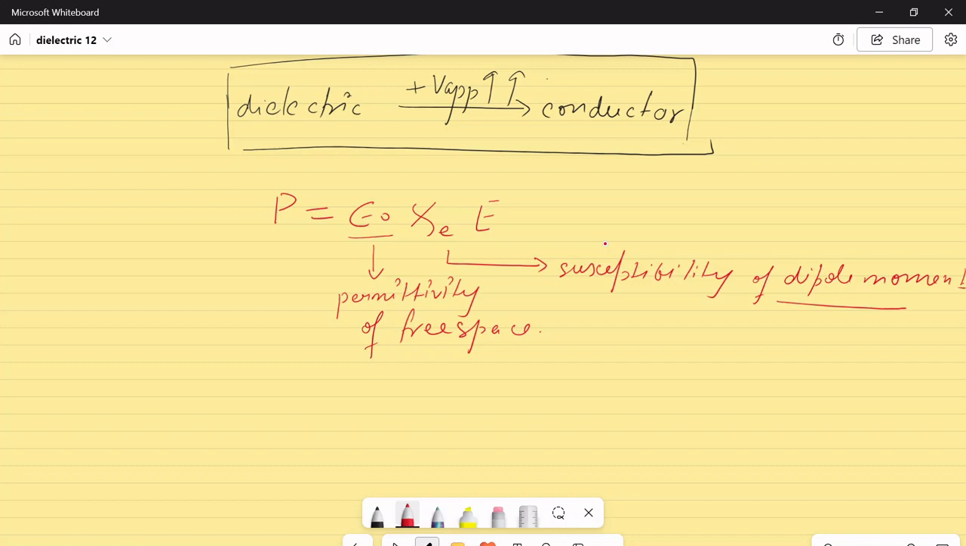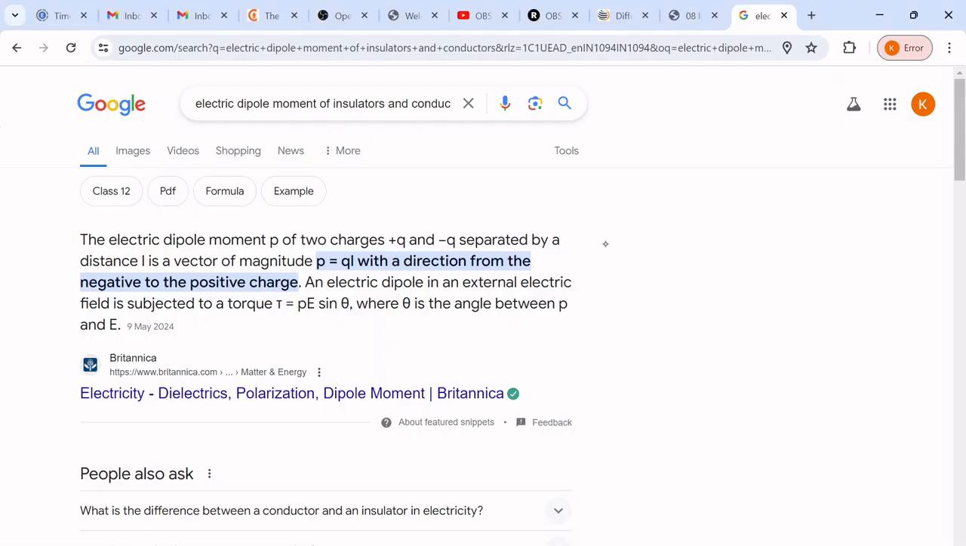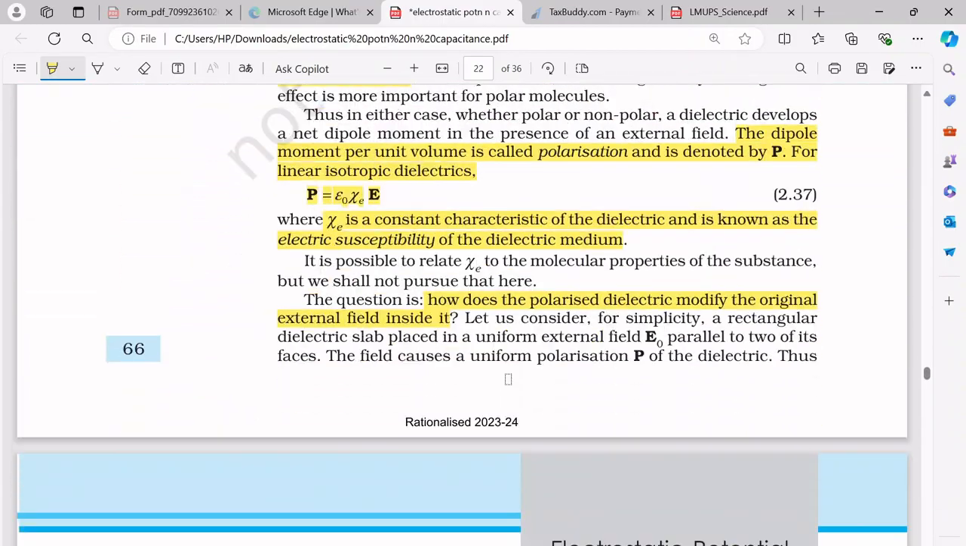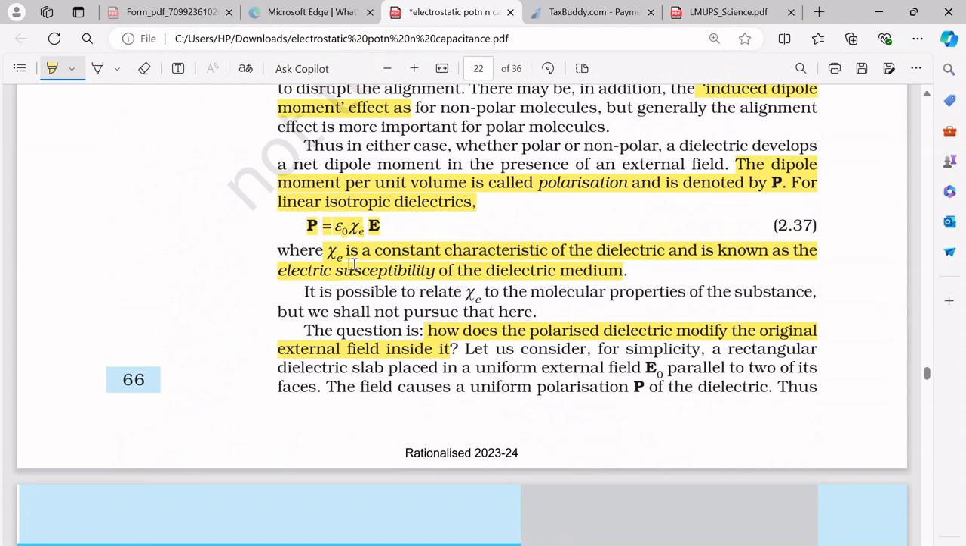So how many dipole moments, how strong dipole moments can get formed, is defined by our susceptibility. How much a material is susceptible to making dipoles, right? Over here, this is the electric field that you apply, and this is the permittivity of free space. This is the constant characteristic of the dielectric and is known as the electric susceptibility of the dielectric medium. Now, what does this susceptibility depend upon? This depends on the molecular properties of the substance, but we are not supposed to go into detail here.